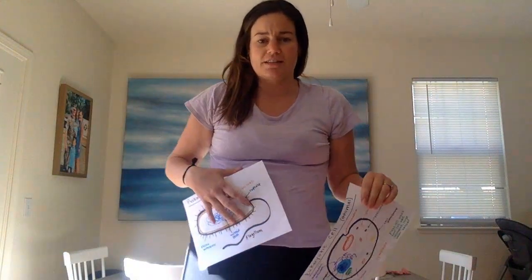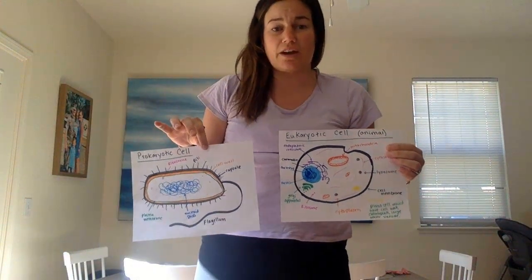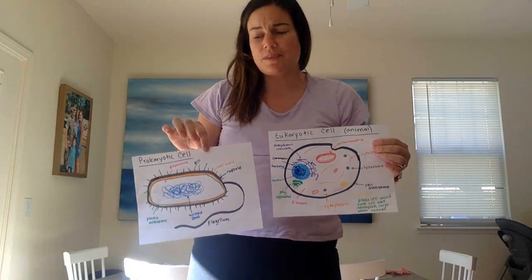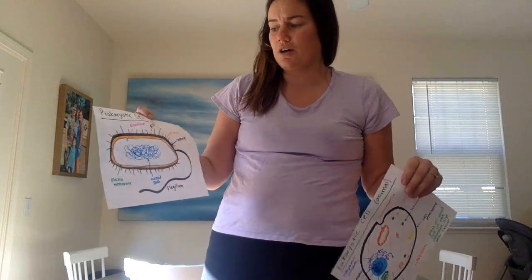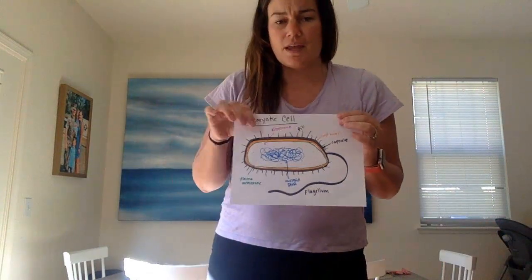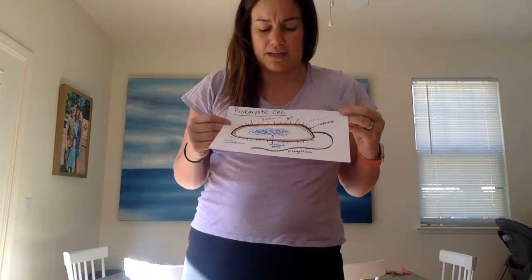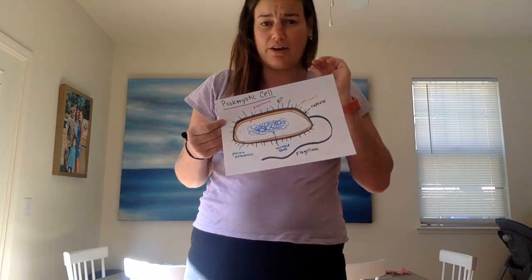Okay, so when talking about cells, you have two main kinds. You have eukaryotic and prokaryotic cells, and there are several main differences between the two. So I'll start with a prokaryotic cell. A prokaryotic cell is much smaller than a eukaryotic cell.